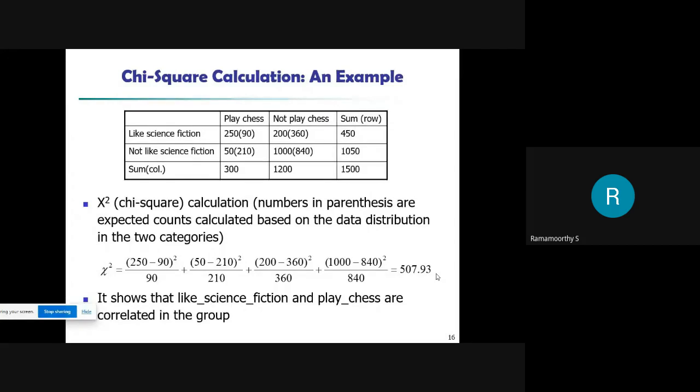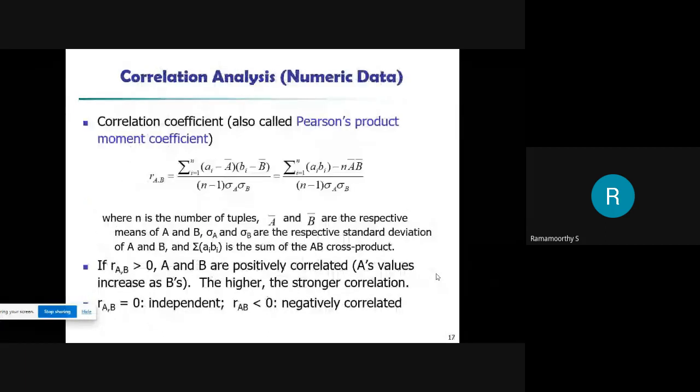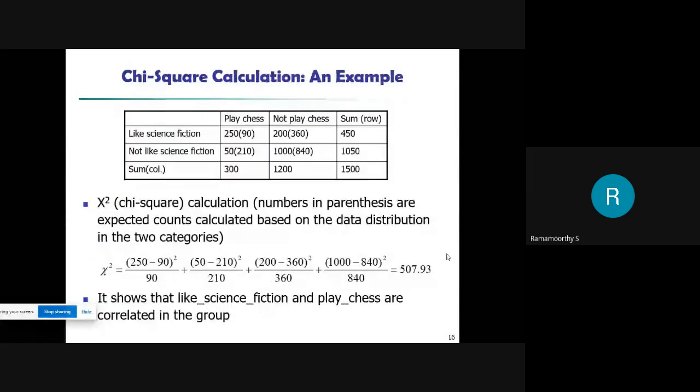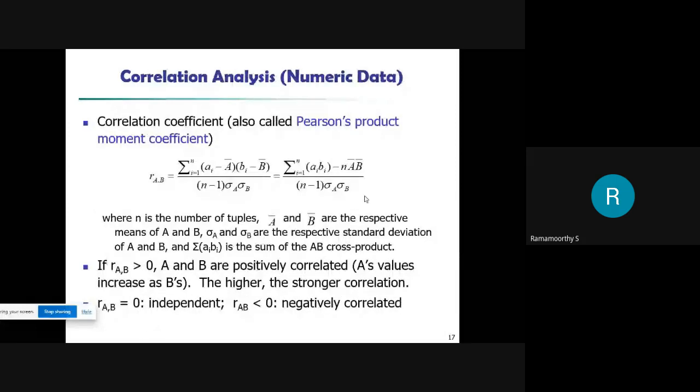So the people who like science fiction will play chess. That is what is correlated, as you can observe from this outcome. And for the numeric data, so far the previous example was based on nominal data. For numeric data, you can perform the correlation analysis based on the computation of the correlation coefficient.